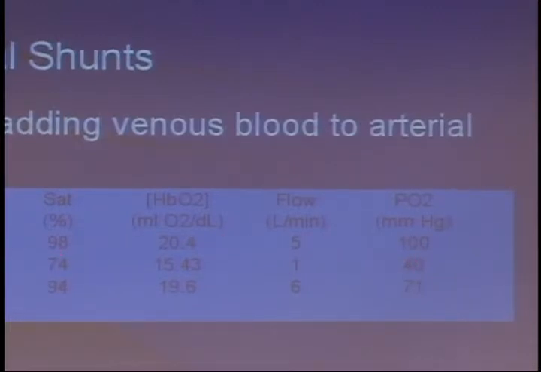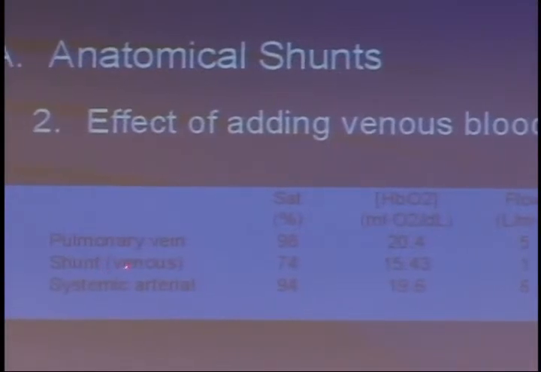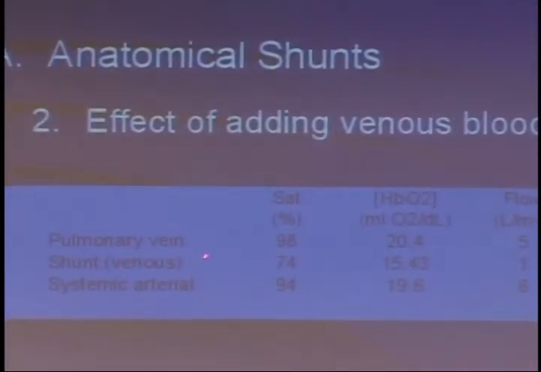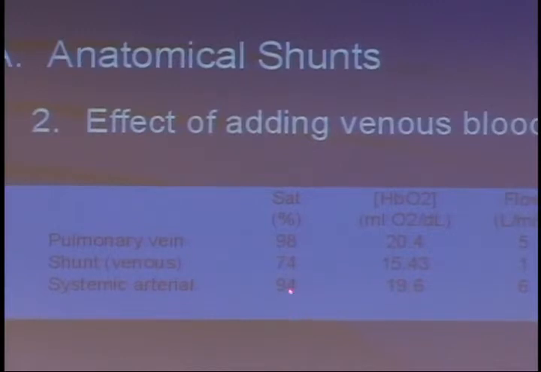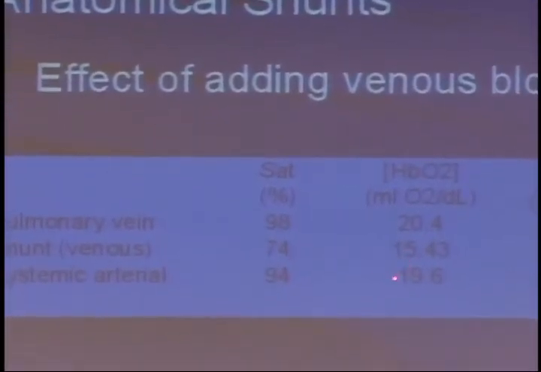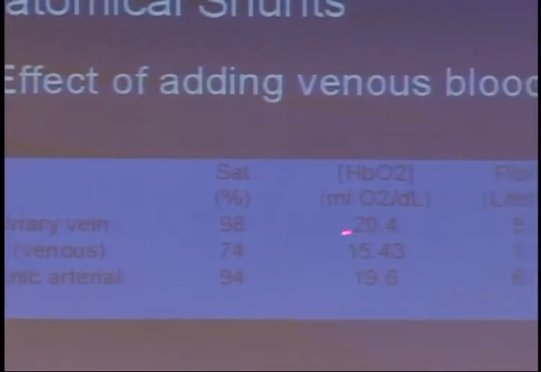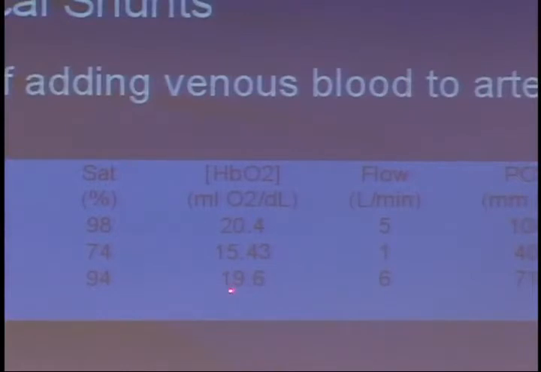Now, when we mix the oxygenated blood coming from the lung with the venous blood that has relatively low oxygen in it, you see that pulls down the systemic arterial saturation. It should have been at 98, and it's dropped it to about 94. And here, in terms of oxygen content, it should have been up here at about 20, and it's pulled it down to about 19.6 or so.